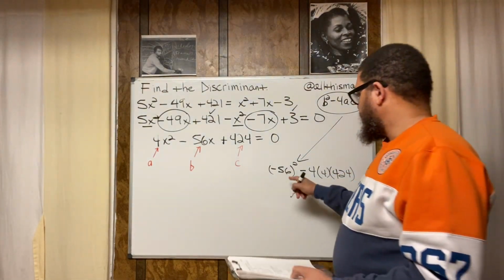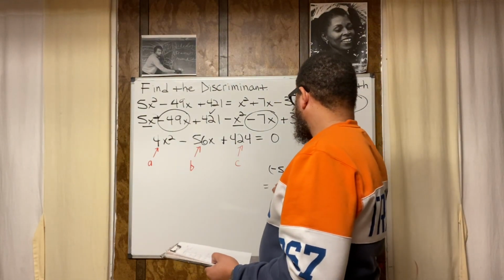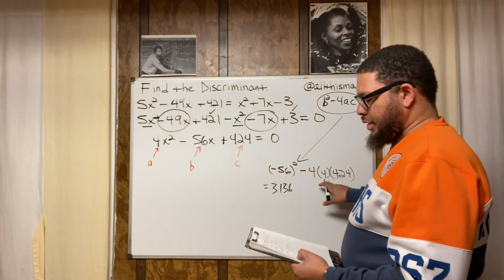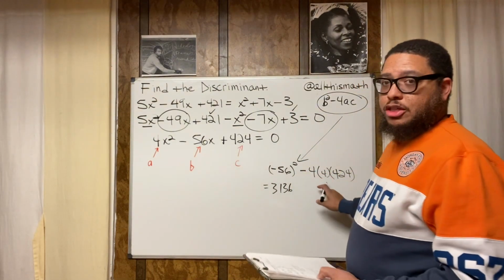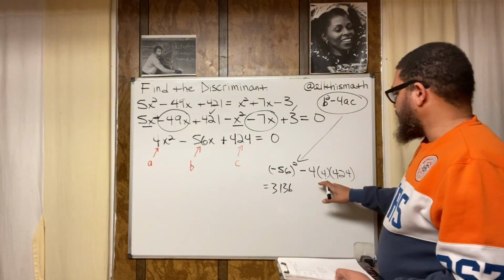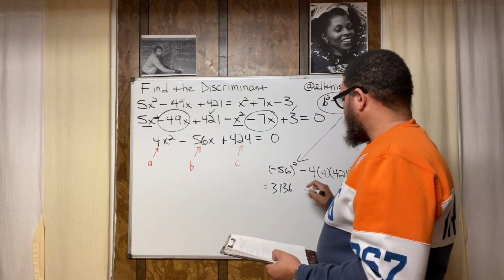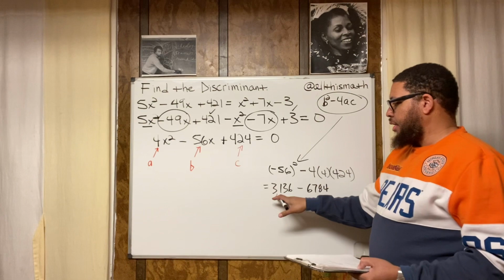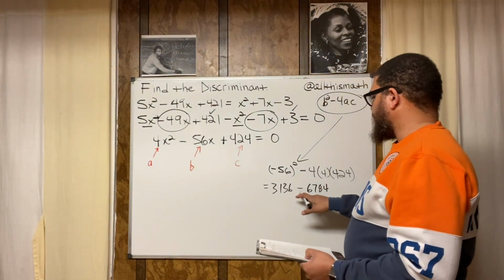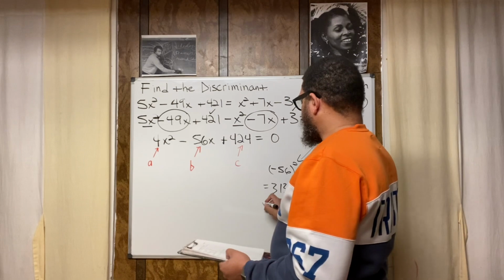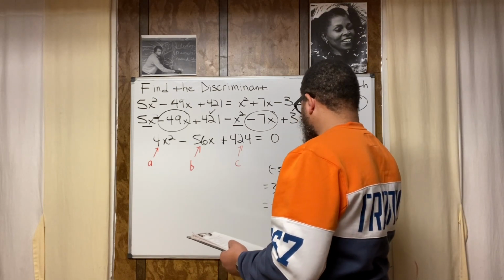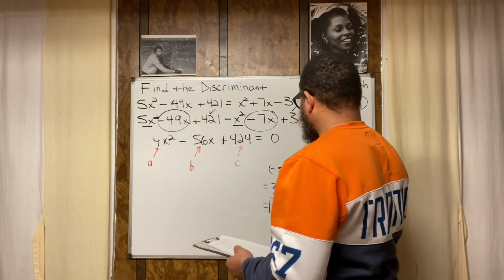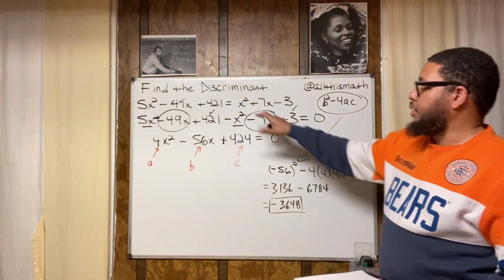Negative 56 squared is 3,136. Negative 4 times 4 is negative 16, because a negative times a positive is always a negative. That's negative 16 times 424, which is going to be negative 6,784. So you see what's about to happen, because this number is bigger than that number. So 3,136 minus 6,784 is equal to negative 3,648.